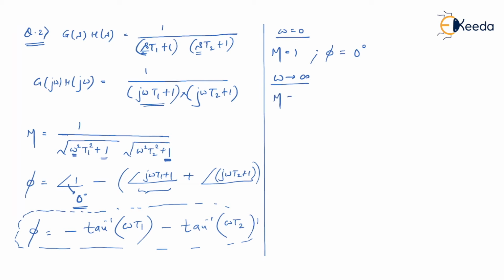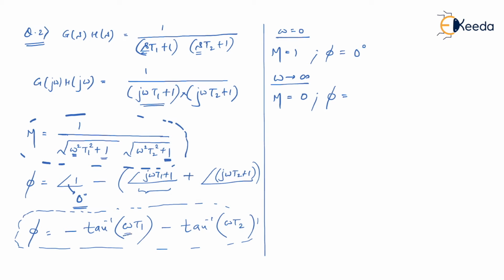Let us see what magnitude we are supposed to get. The moment you substitute omega equal to infinity in the magnitude expression, you will see that omega is present in the denominator. So the denominator becomes infinity. Anything upon infinity will be 0. So the magnitude becomes 0. Let us see what phase angle you get.